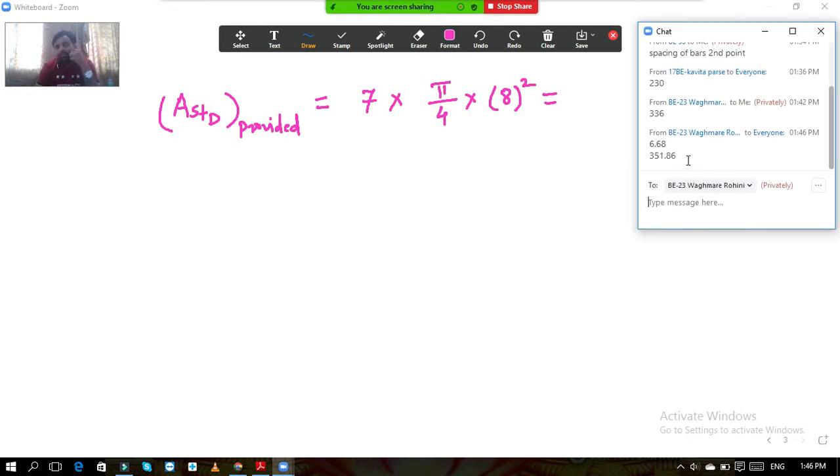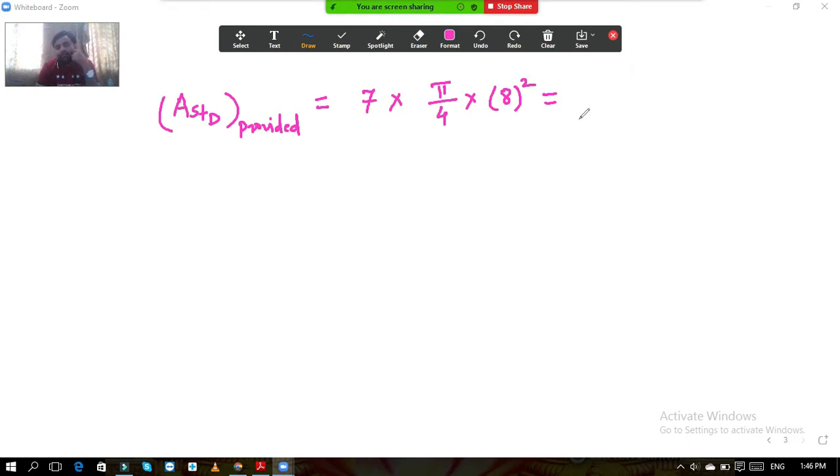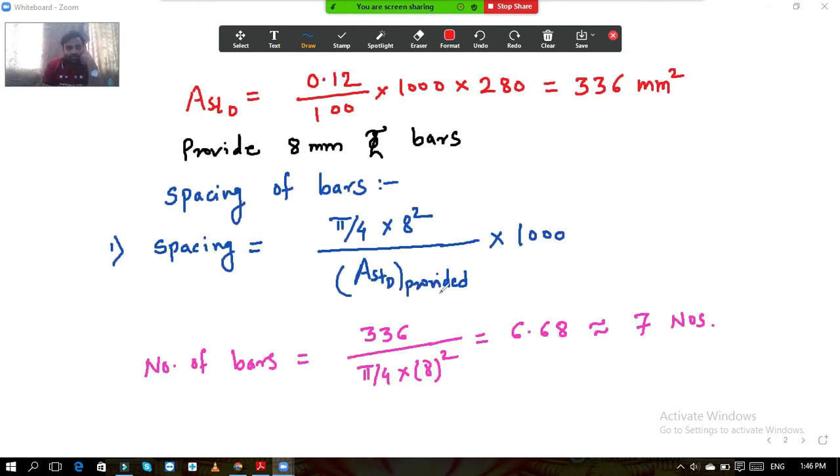Answer is 351.86. Okay, so it is 351.86 mm square. Now this is provided Ast D. Now we will move back to our spacing. So spacing of bars we were calculating over here in the last slide. If you see here, this is the spacing of bar which we are calculating. Here put the value of Ast D.